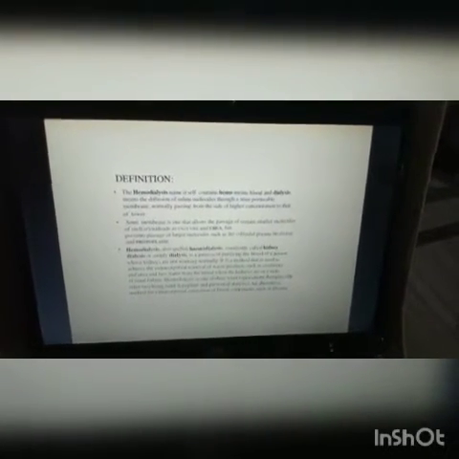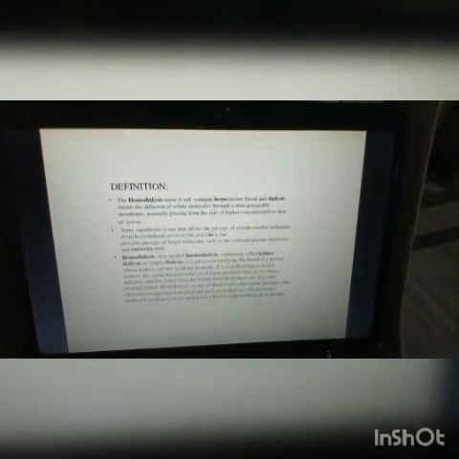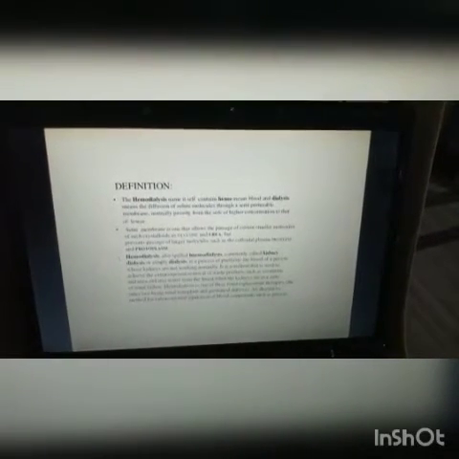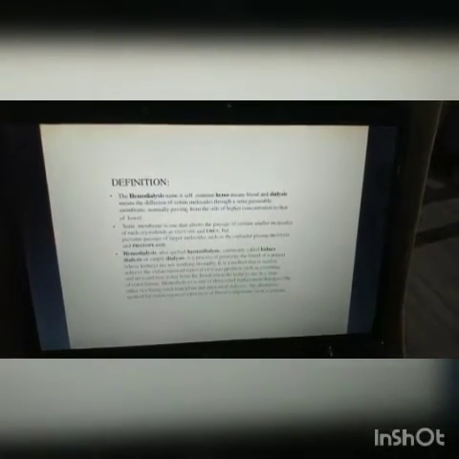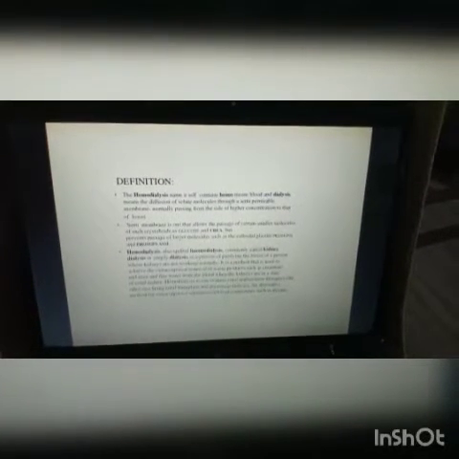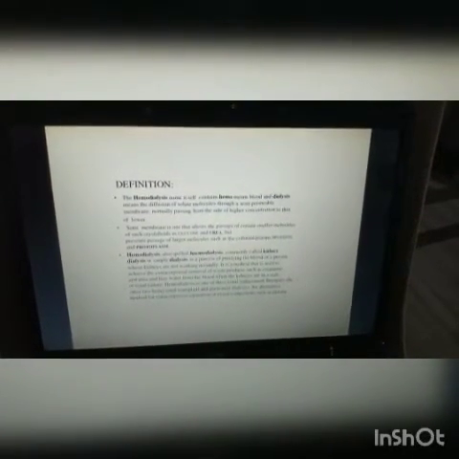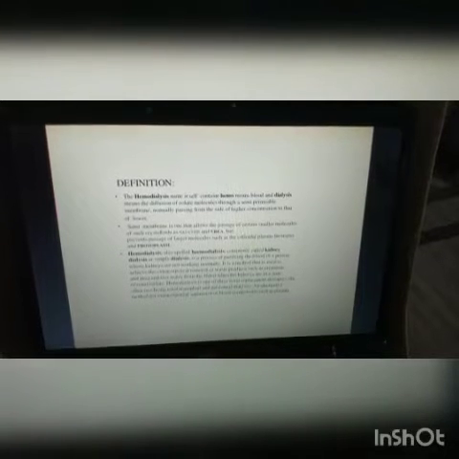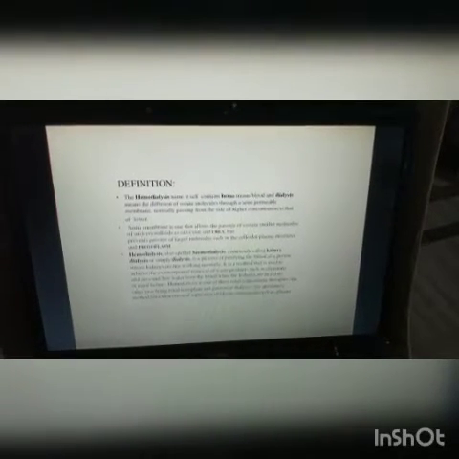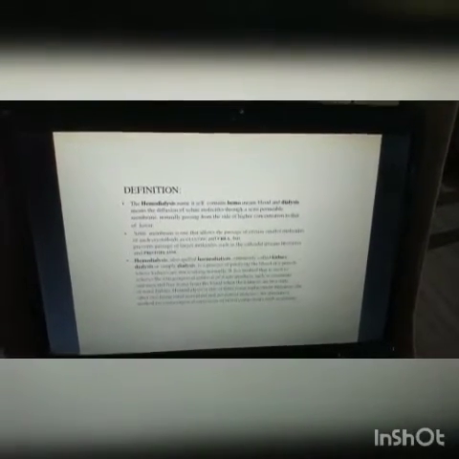Then, what is meant by hemodialysis? Hemo means blood, and dialysis means diffusion of solute molecules across a semi-permeable membrane. Hemodialysis is also commonly called kidney dialysis.